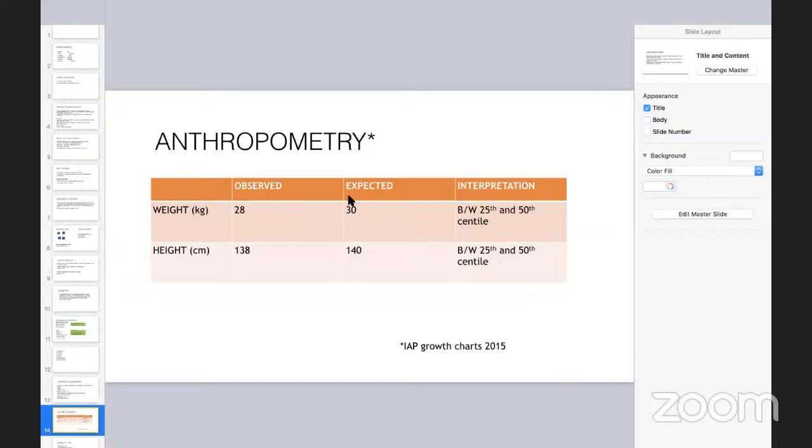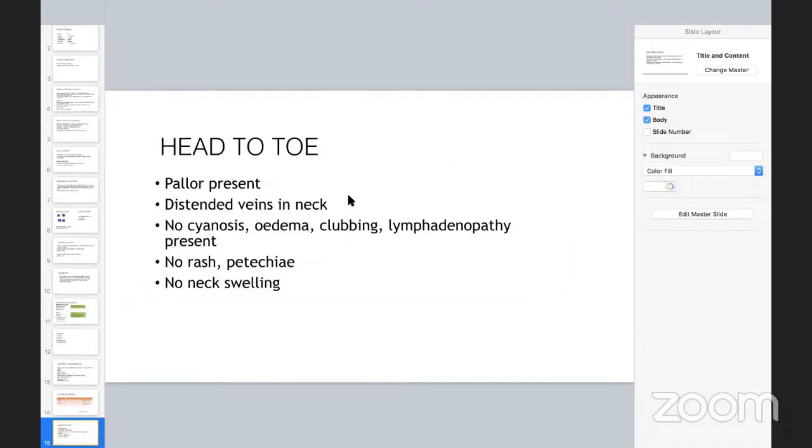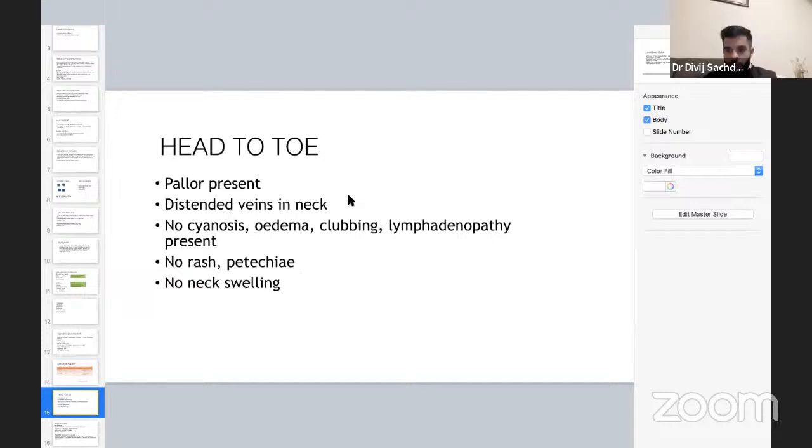The anthropometry was done. The weight was 28 kgs and the height was 138 centimeters, which was within the 25th to 50th centile, both for height and weight, according to the IAP growth charts. In head-to-toe examination, pallor was present. There were distended veins in the neck. There is no cyanosis, edema, clubbing, or lymphadenopathy. No rash or petechiae was seen, and there was no neck swelling.